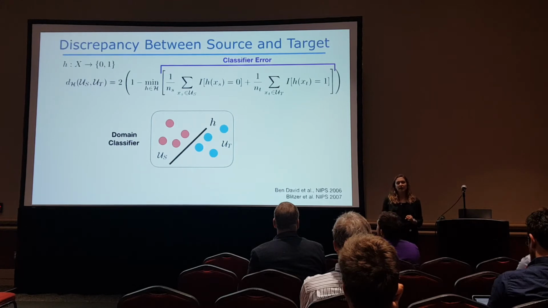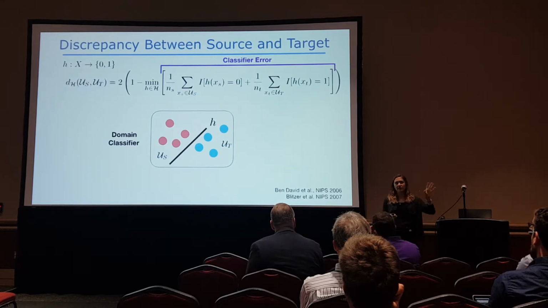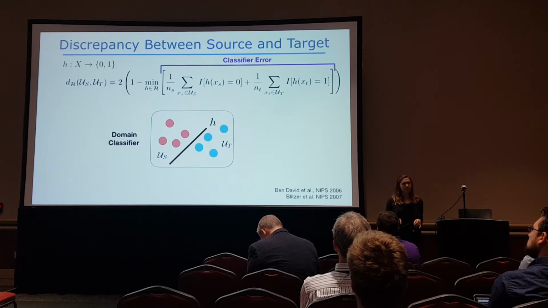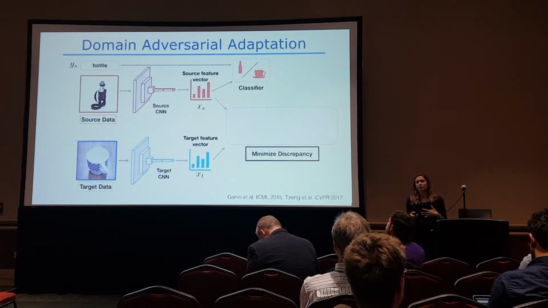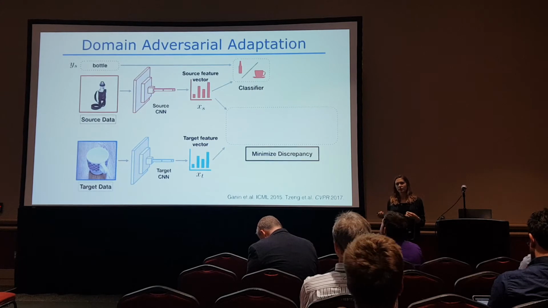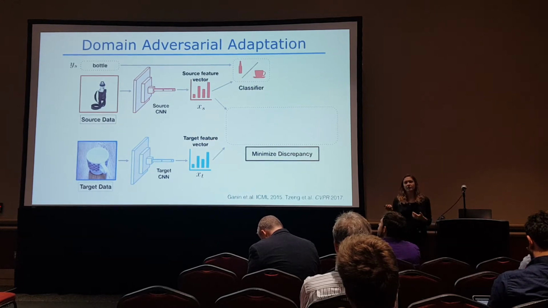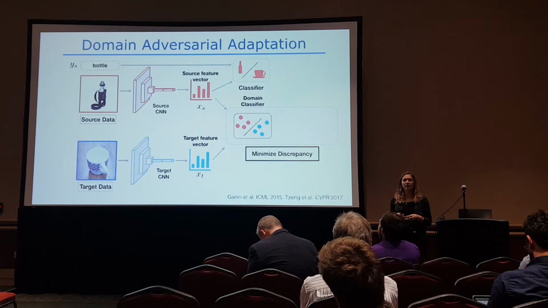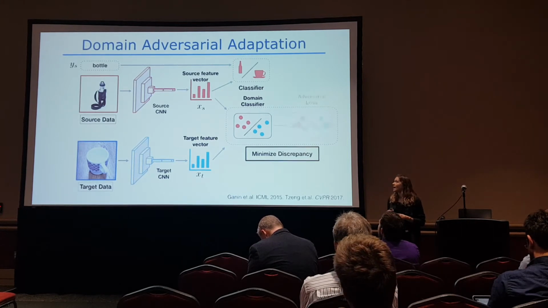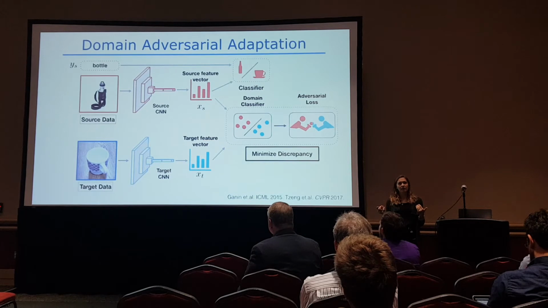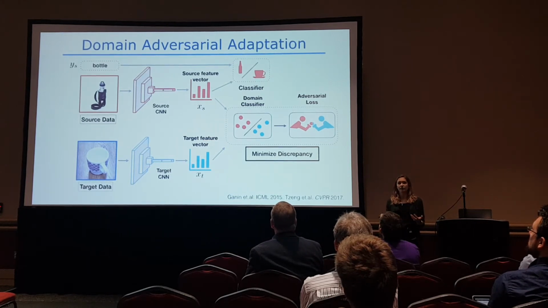So in this case, a domain classifier is simply a classifier whose job is to be able to predict, did this image come from my source or from my target? And this is something that we're very capable of training, and you don't need semantic labels in the target in order to compute this. So we're going to minimize discrepancy by first estimating it by training this domain classifier. And then we're going to update the underlying representation so as to confuse this classifier using an adversarial loss.